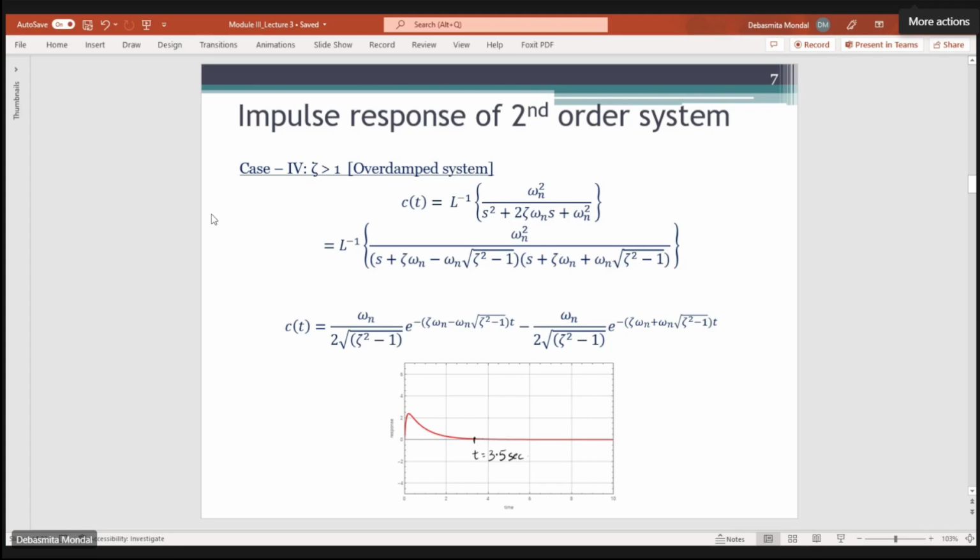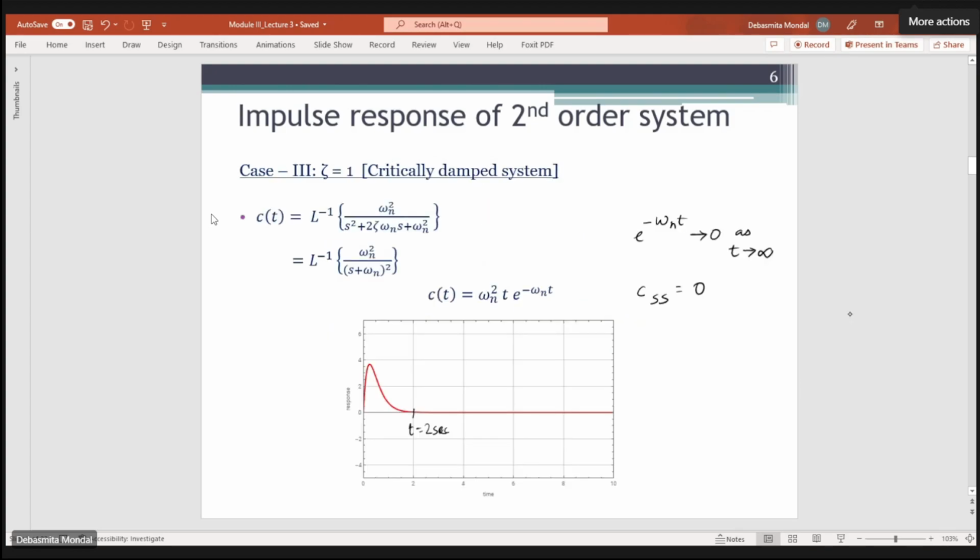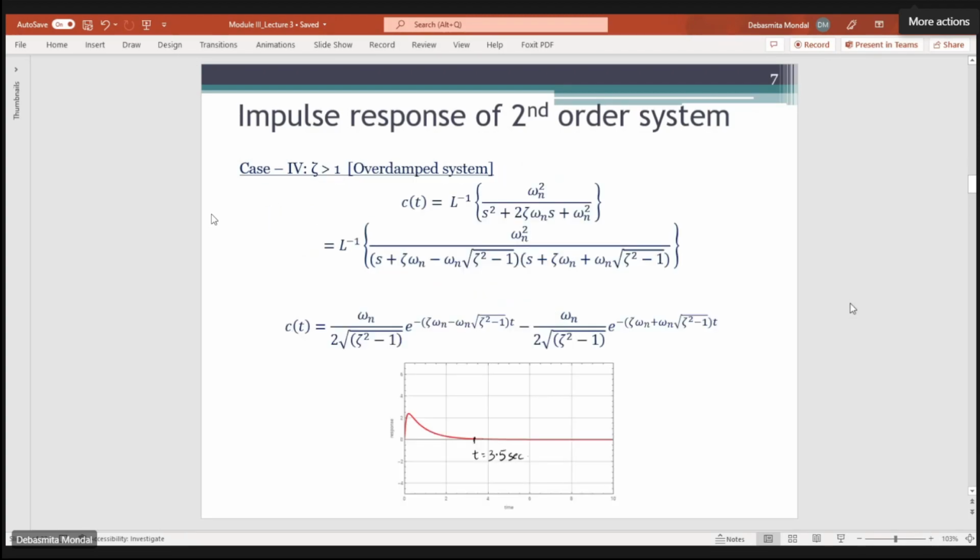And also there will be some effect on the peak overshoot. The peak overshoot means the amplitude or magnitude of the maximum peak that we are getting. The amplitude of this peak is also different when we are dealing with a critically damped system or an overdamped system.